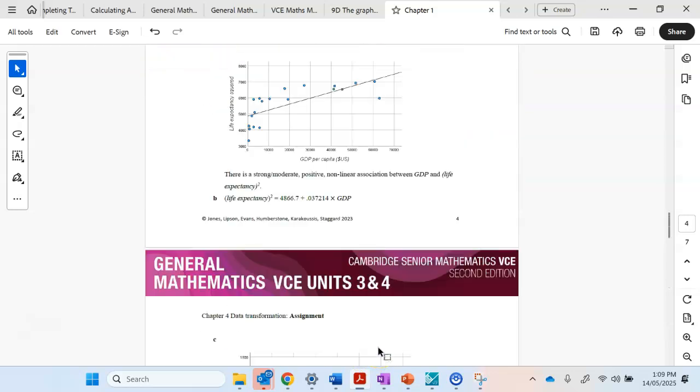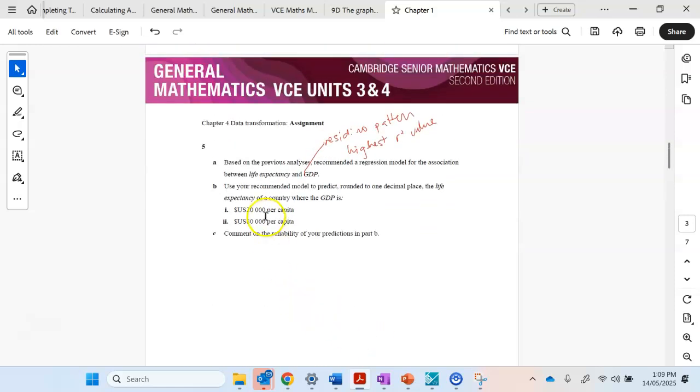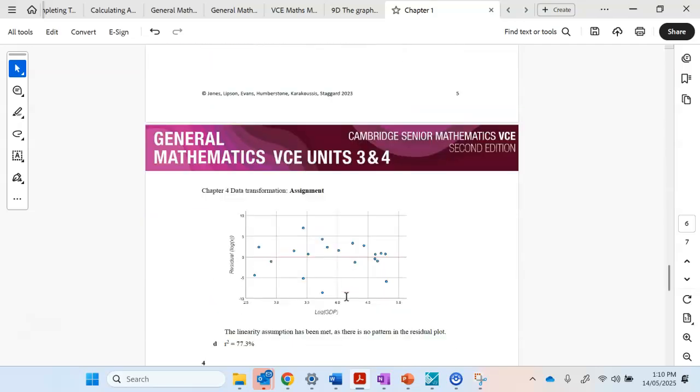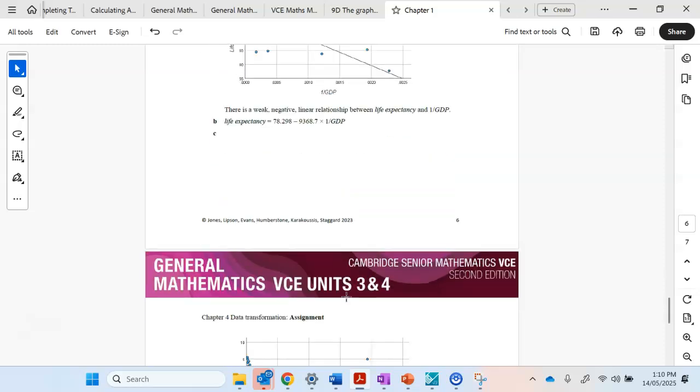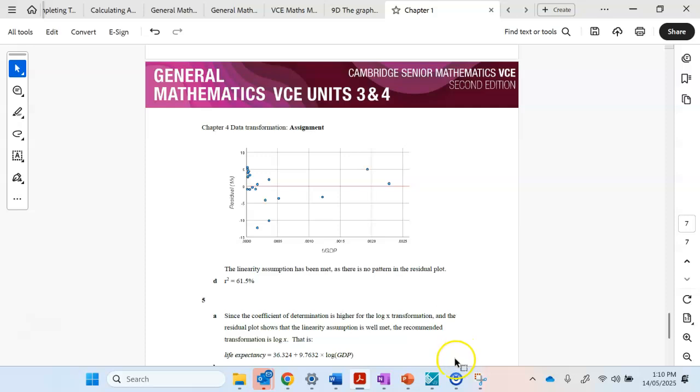Then in part, sorry, scrolling all over the place, use your recommended model to predict, rounded to 1 decimal place, the life expectancy of a country when the GDP is 20,000 and 80,000. So what we do is we take our transformed model and just substitute those values in. So I'm going to go to the answer for that. Where are we? There it is. Oh, don't want to give you the answer.